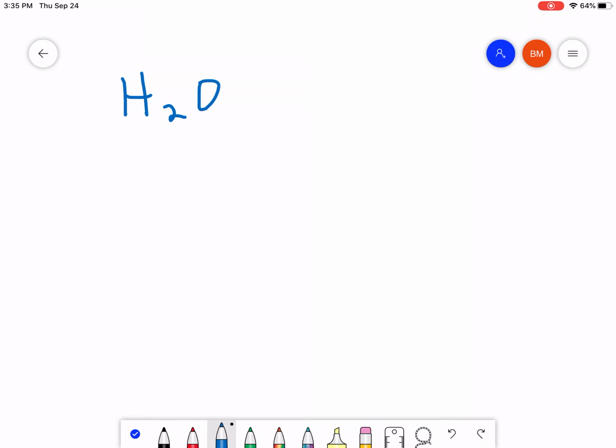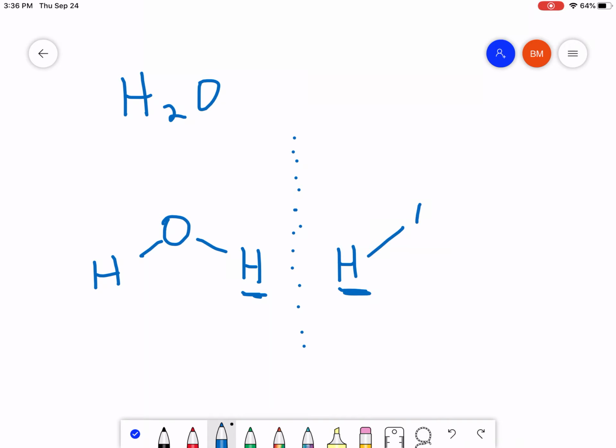H2O. Okay, so what I'm going to do is draw the water molecule like this. All right, and the way we represent things on paper is I like to draw a little dotted line. That sort of represents where the mirror is, and you draw what's reflected in that mirror over on this side. All right, the H's, let's see, this H is going to be here, reflected there. The O, of course, reflected there.